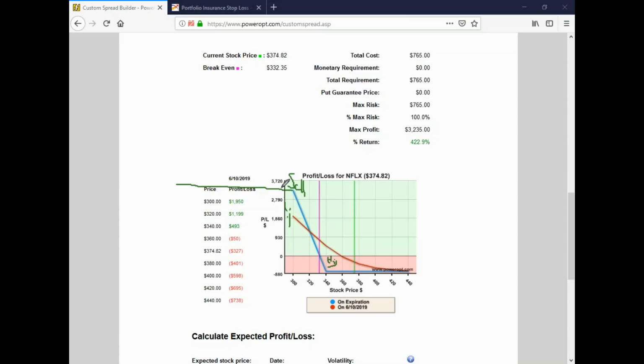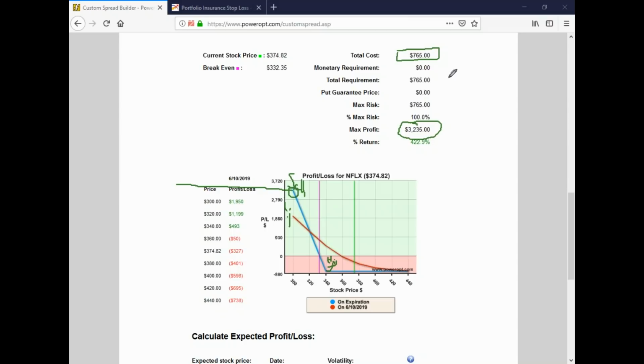If the stock's trading below 300, what happens? Well, we've bought a 340 put, which gives us the right to force someone to buy shares of stock at 340. And we have an obligation, if the stock's below 300, to buy at 300. So we'd get 40 points back minus our initial debit. The max return would be $3,235. Why did I say it's risky?